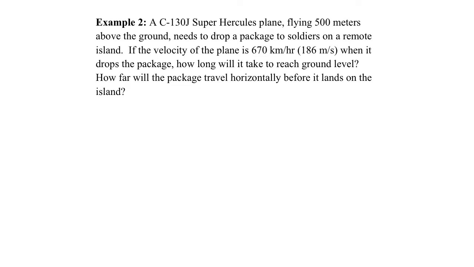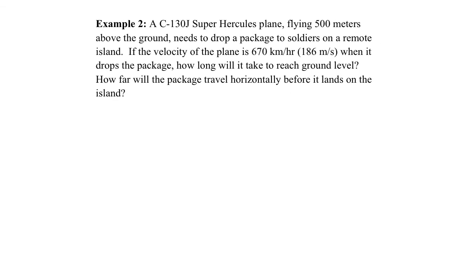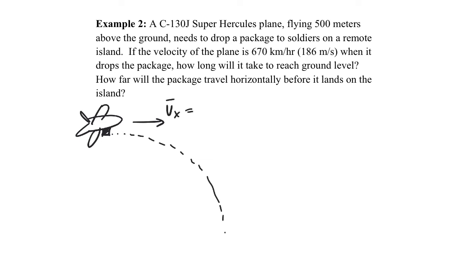So here's our plane moving through the air. I really can't draw a plane, but it's close. In that direction. Here's a package, and it drops said package, and as a result, that package moves horizontally and vertically. But initially, the plane had velocity only in the x direction of 186 meters per second.